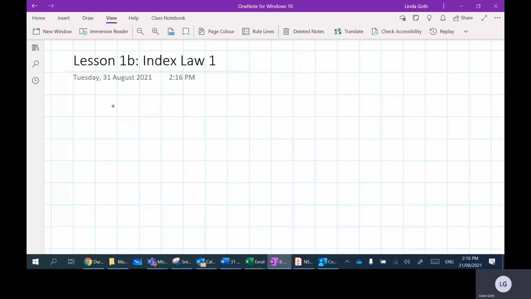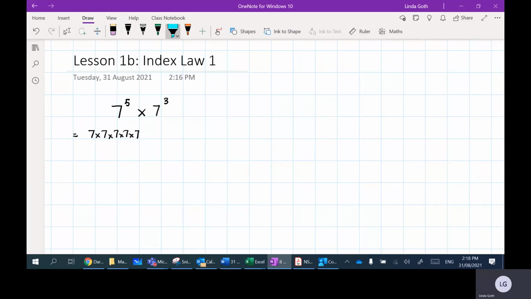So I'm going to start with 7 to the power of 5 and I'm going to multiply it by 7 to the power of 3. Now we know from our last video that 7 to the power of 5 can be written as 7 times 7 times 7 times 7 times 7. So I have expanded this one here.